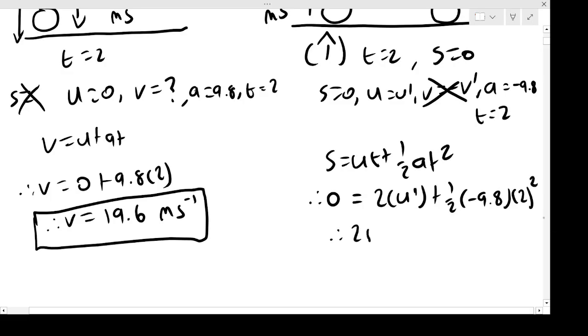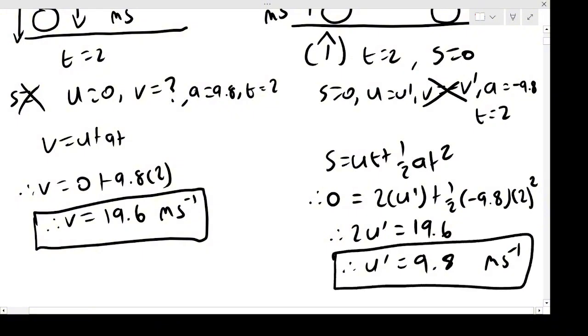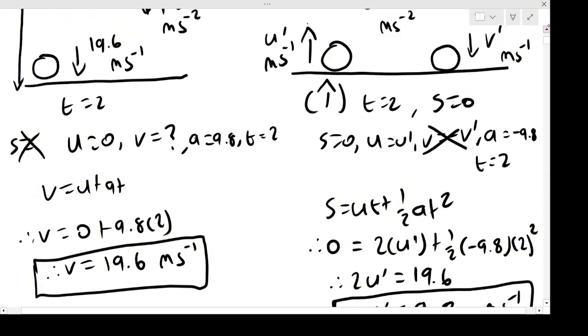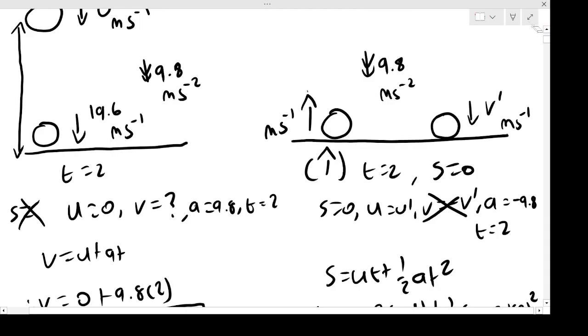And so we can say 2U dash is going to be, if we solve for U dash, 19.6. Therefore, U dash, dividing by 2, we get 9.8. And that is my rebound speed. Okay, that is my speed here, 9.8.